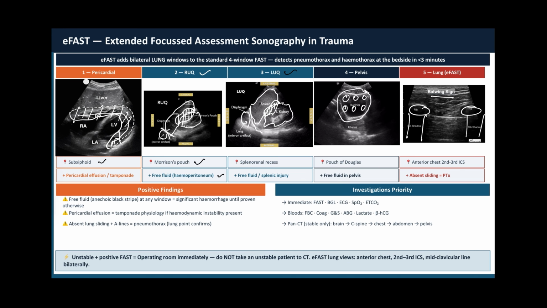Okay, I'm erasing my ink. So this whitish layer is the pleura. Okay, so this is the batwing sign. There is a bat over here in the middle, and these are the wings. Okay, that is the batwing sign.